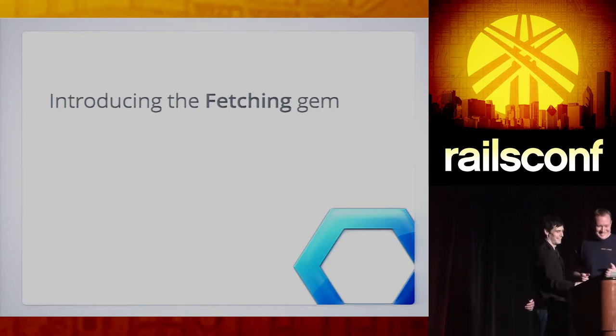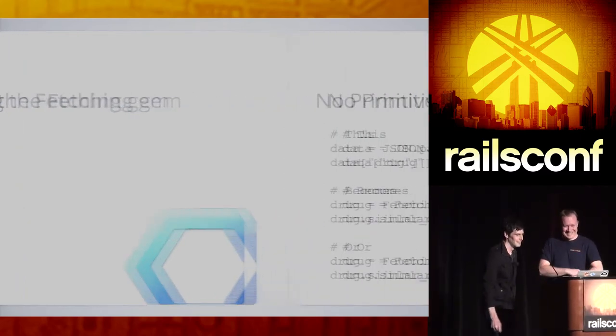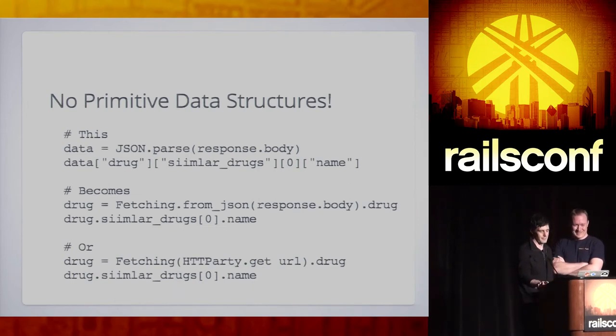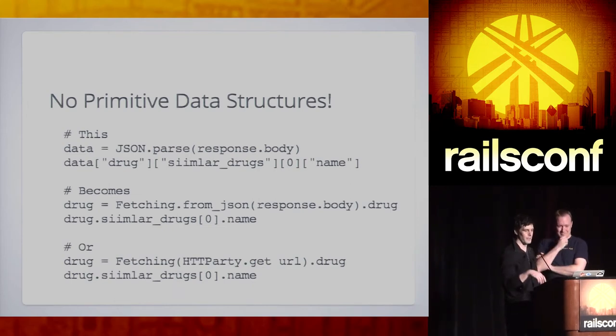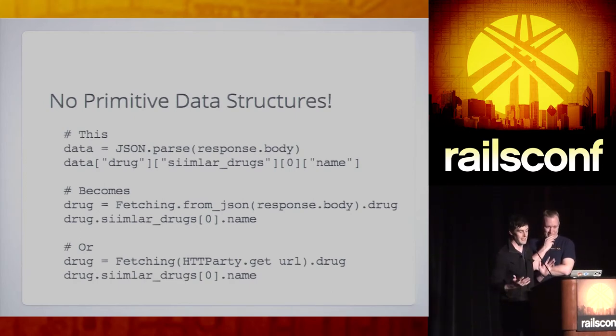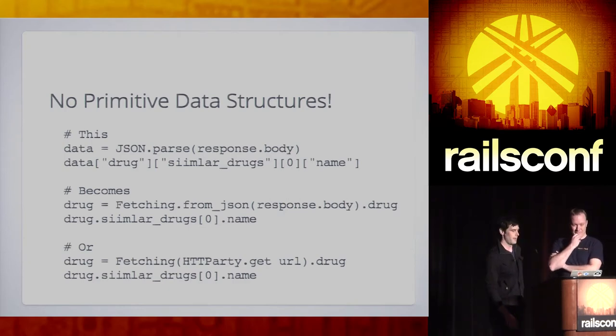We actually have a solution. And a hexagon. So let's do away with the primitive data structures. Don't use them. So what was once a JSON parse with square brace chain becomes fetching from JSON. Give it the JSON, and now you have method syntax, and you can use square braces and arrays, but it is checking the length for you, so you can't roll over.